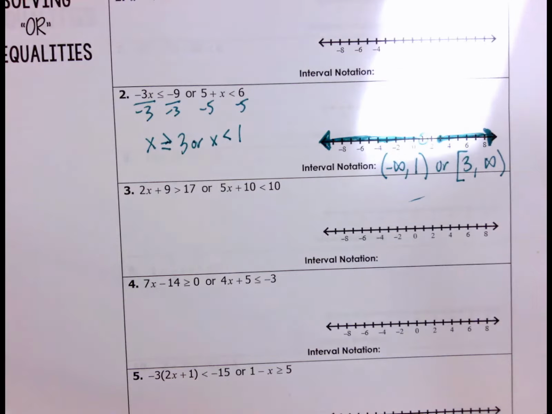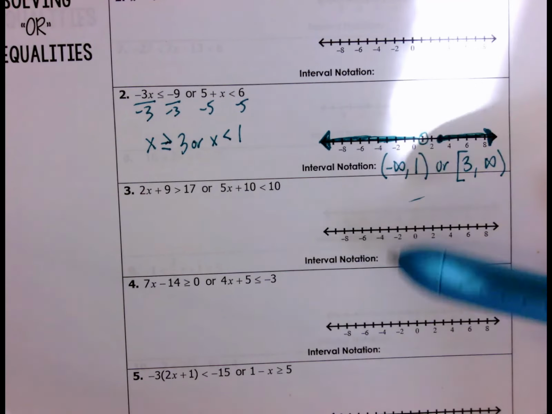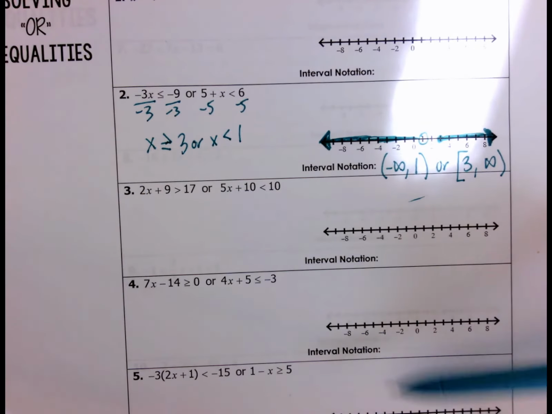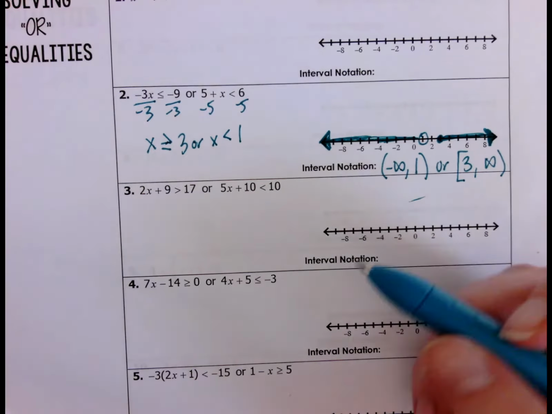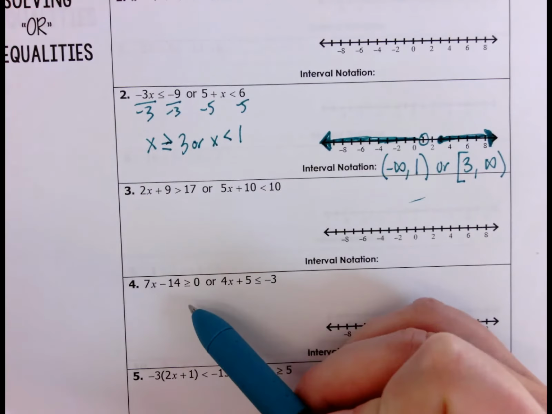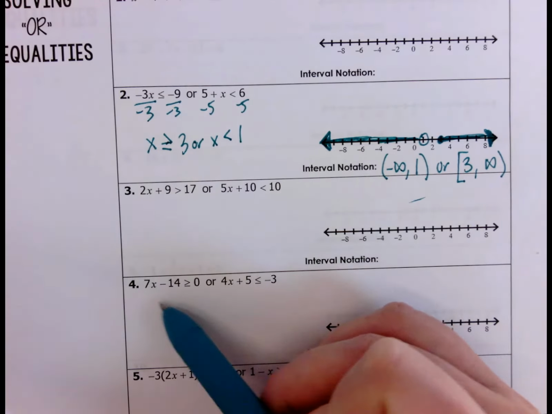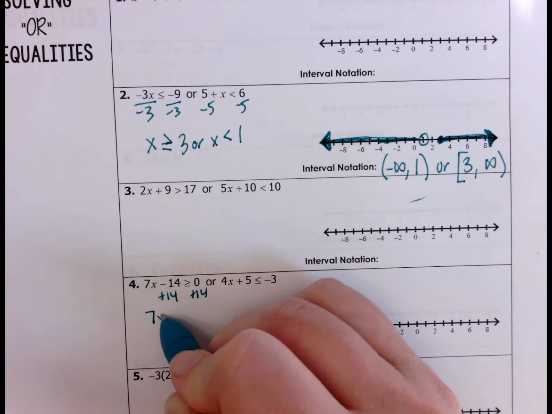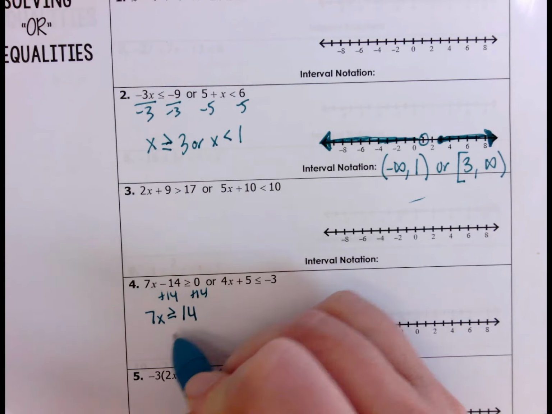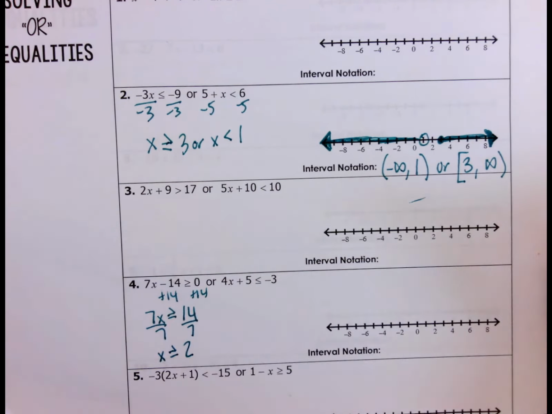All right, so we're going to do one more example. We'll do number 4. It's a little bit more extensive than before, a couple more steps to it, and then you'll have 1, 3, and 5 to complete on your own for this. So looking at number 4, we have this first inequality, 7x minus 14 is greater than or equal to 0. So to solve, we add the 14, and we have 7x is greater than or equal to 14. And then we divide by 7, and x is greater than or equal to 2.